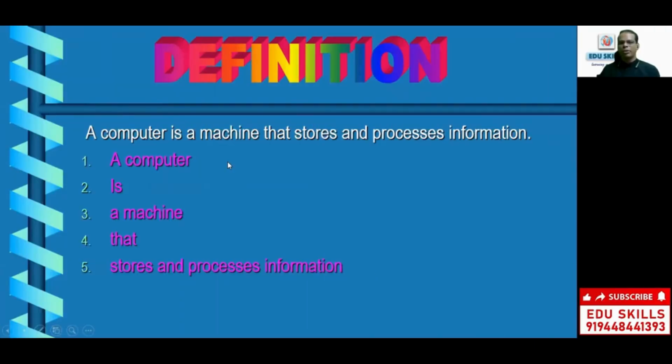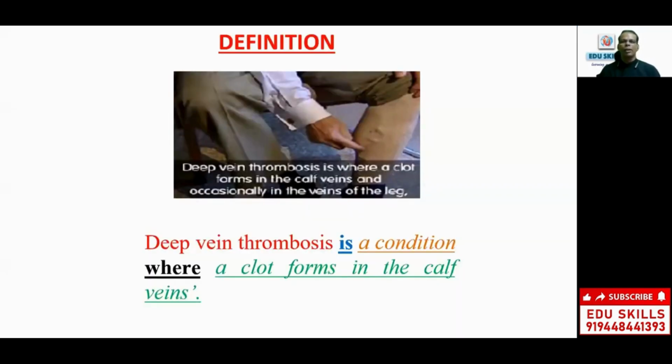A computer, I told you when you define, a computer is a machine that stores and processes information. So a computer is the name of the thing that you are defining. Is is the verb. A machine is the class to which the computer belongs. That is the connective word. Stores and processes information are the two characteristics of that computer.